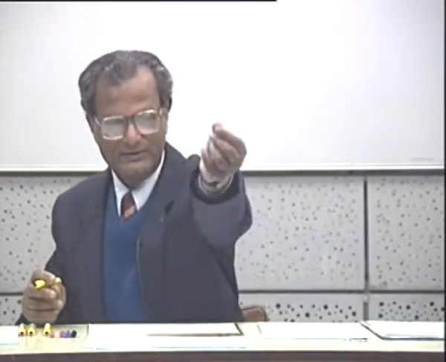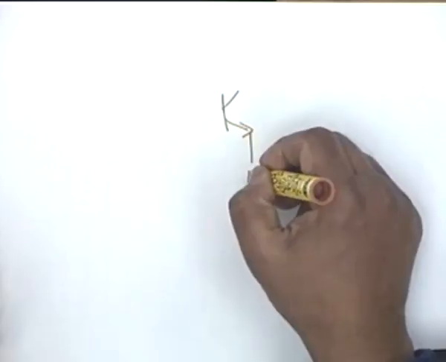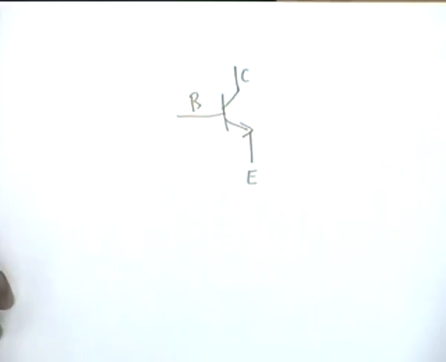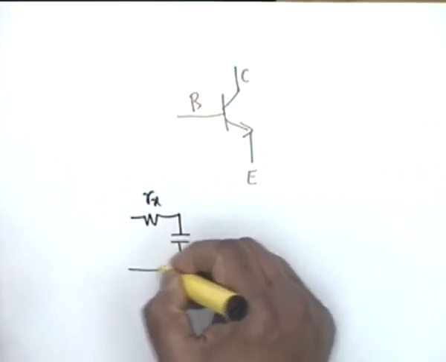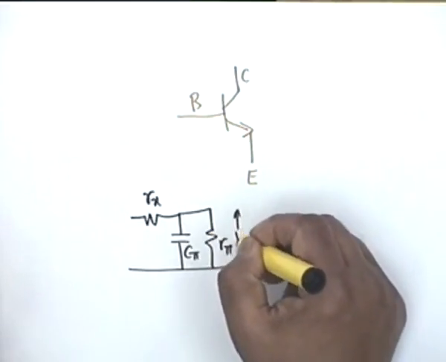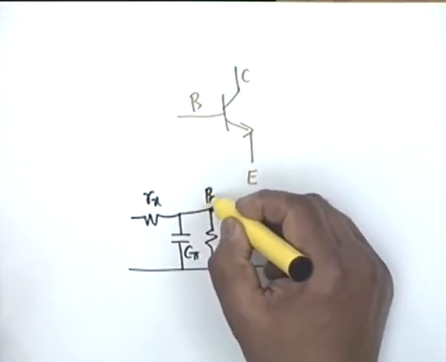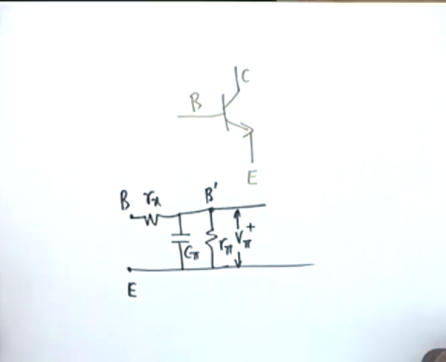Now, if I take the BJT, the bipolar junction transistor, with emitter, collector and base, then all that is needed to take care of the high frequency response is to include C pi, C mu and C0. So, the hybrid pi equivalent circuit would be Rx, then instead of R pi we have a C pi and an R pi. This voltage is V pi. This is the internal base B prime, the external base B, and the emitter terminal E.